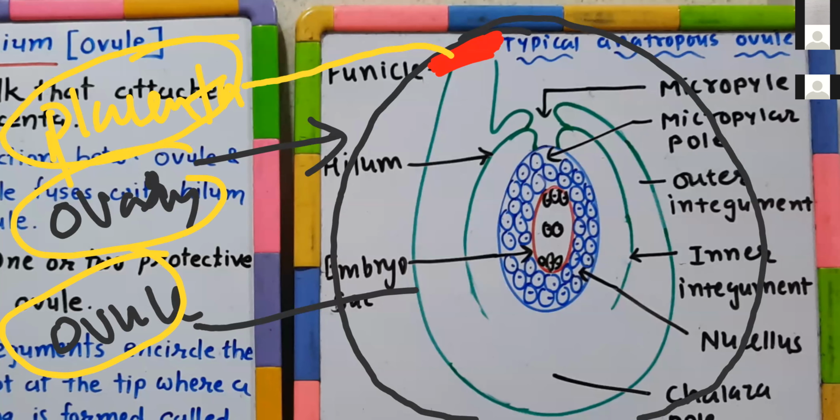This ovule remains attached to the placenta by means of a stalk, and this stalk is called funicle. The stalk, which is a connection between the placenta and the ovule, is called funicle. How many are clear with this term funicle? The ovule is a small structure that remains attached to the placenta by means of a stalk called funicle.